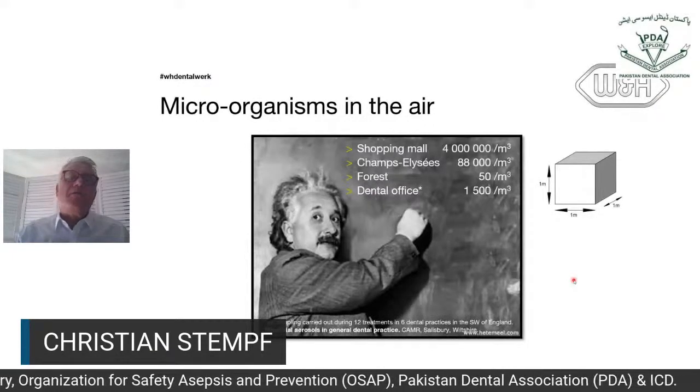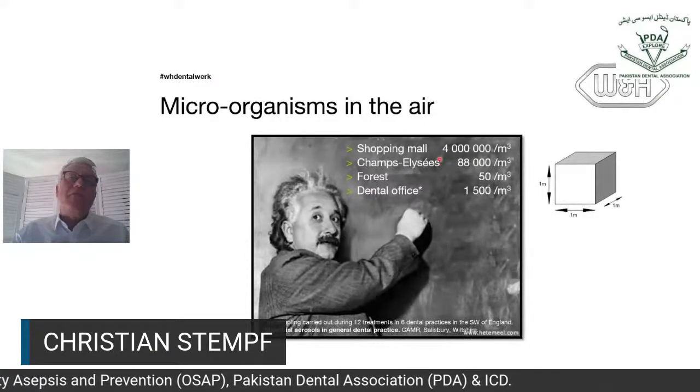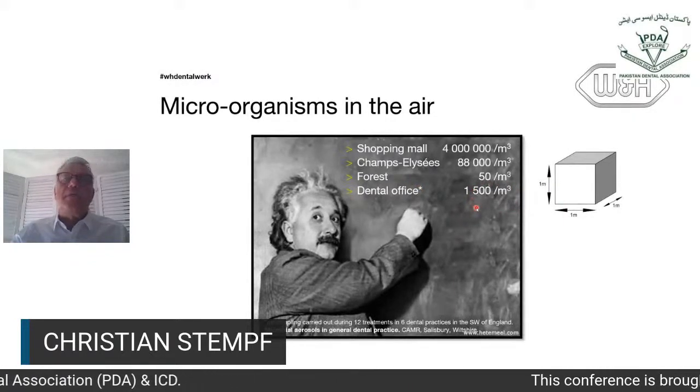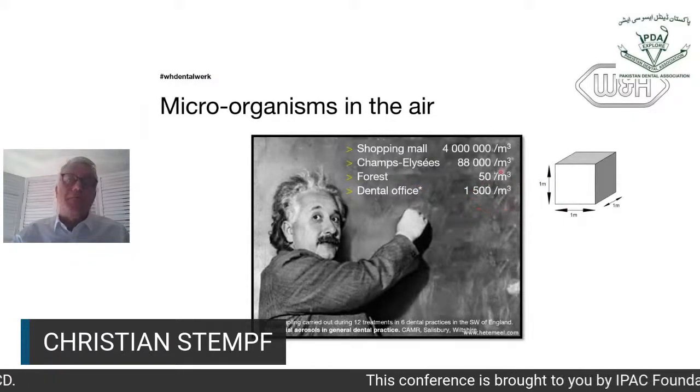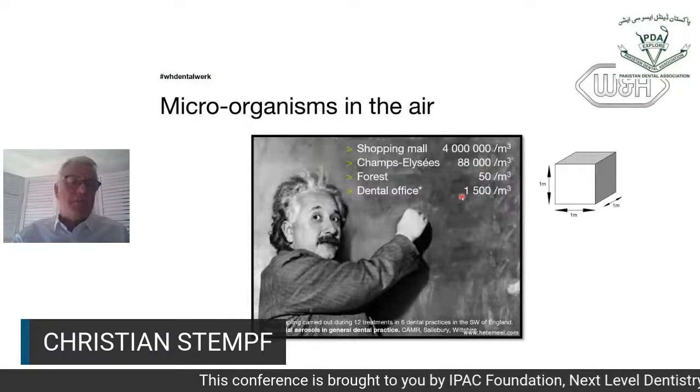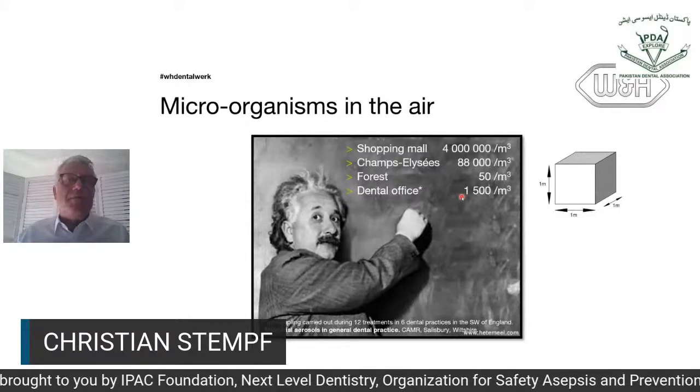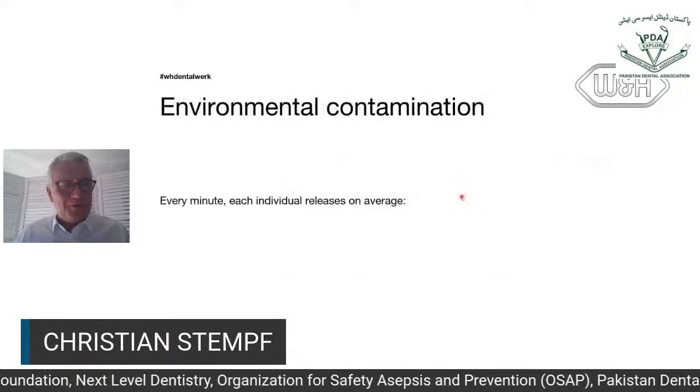I'm coming back to this study from the UK. On average, in a dental office, it's like 1,500 colonies per cubic meter. It's like two or three people chatting in a small room. This is the level of contamination. Why? Because humans pollute.